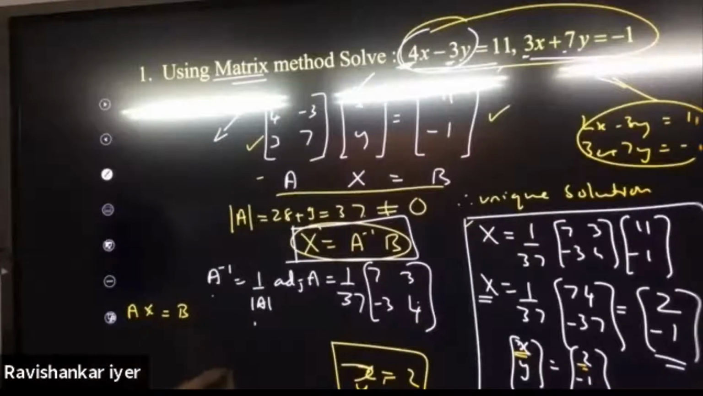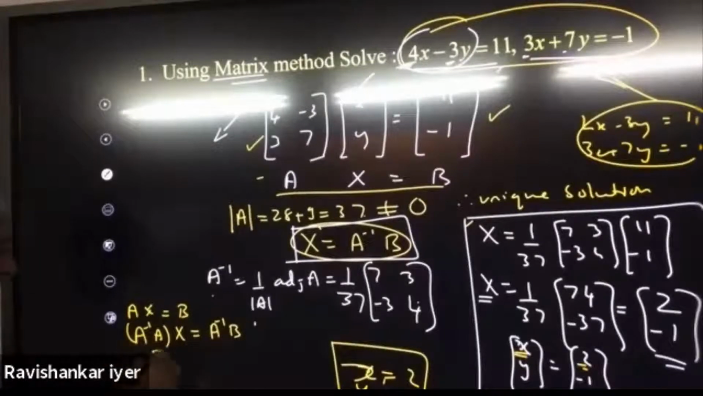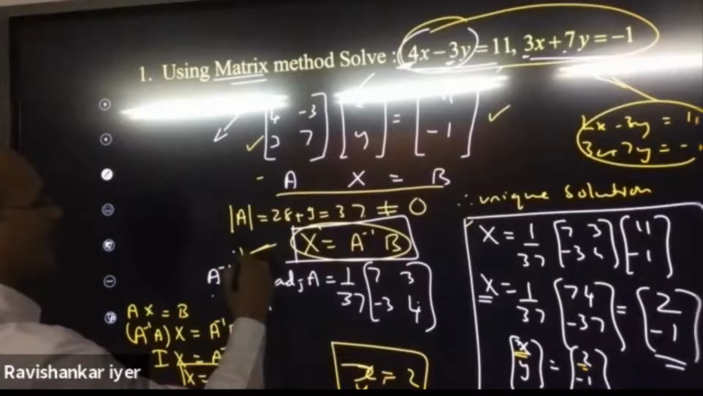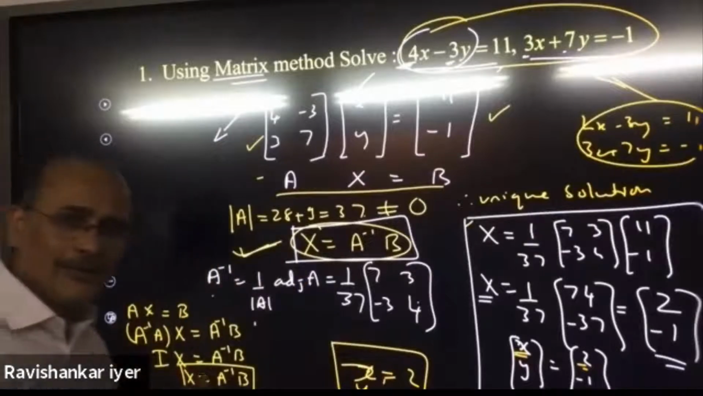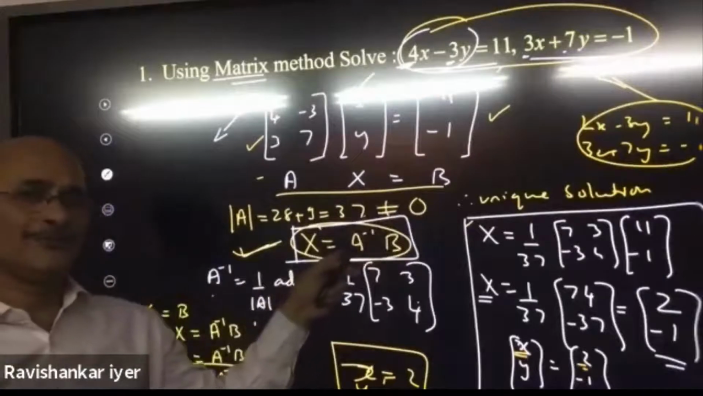Pre-multiply by A inverse on both sides. So A inverse A X equals A inverse B. What is A inverse A? It is I. I into X is nothing but A inverse B. So X is finally A inverse into B. That's how I got the solution directly. You don't have to show this in the exam. If determinant is not equal to 0, this is the solution.